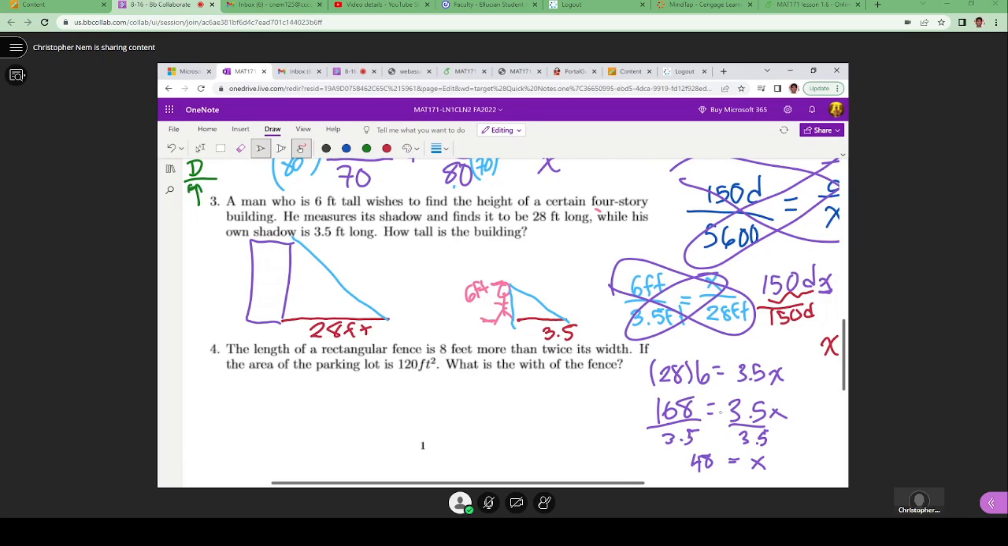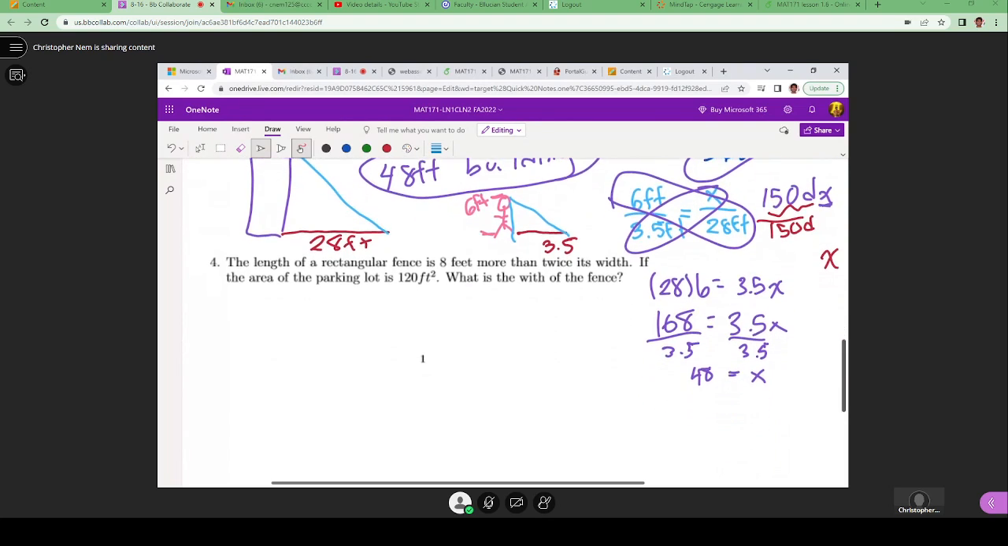You still have to tell me what this actual solution represents. So up here you have to say 48 feet tall building. Boom. That is the relationship. So if you notice, the shadow is almost half the size of the man. So it makes sense that the shadow should almost be half the size of the building. It makes sense.